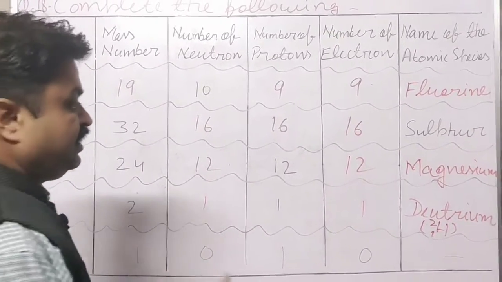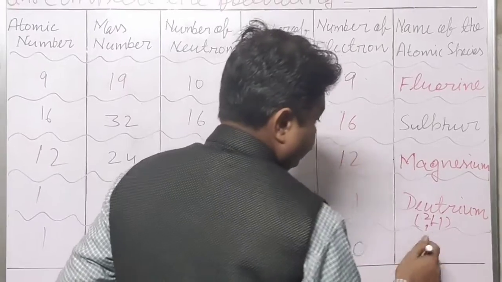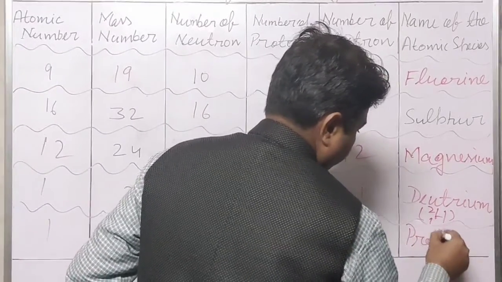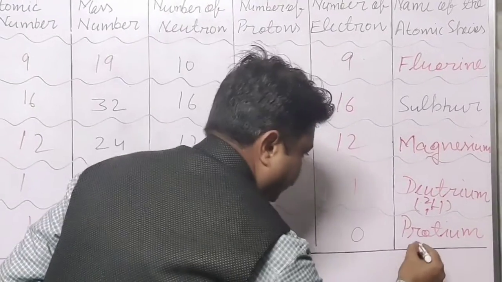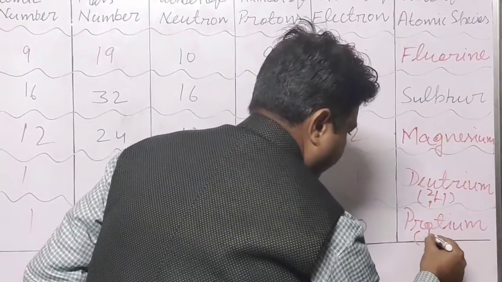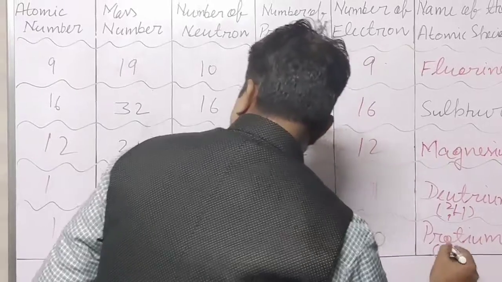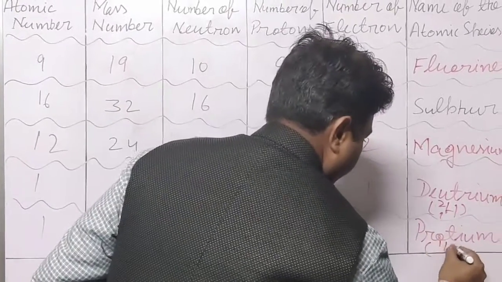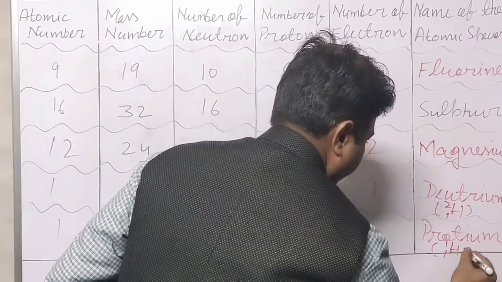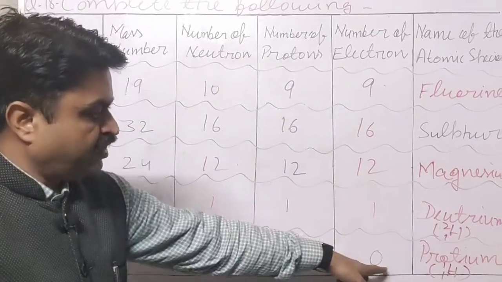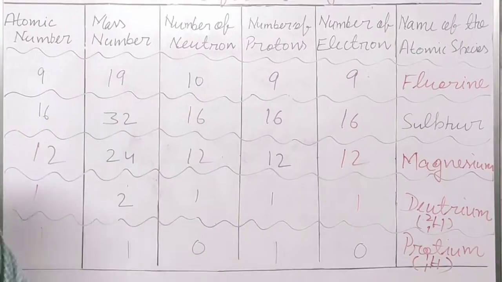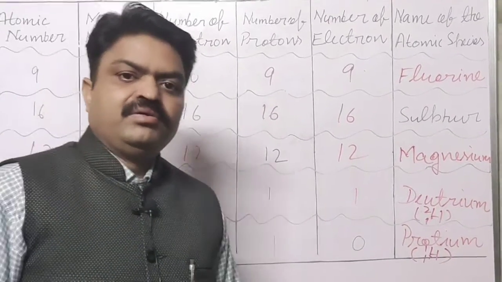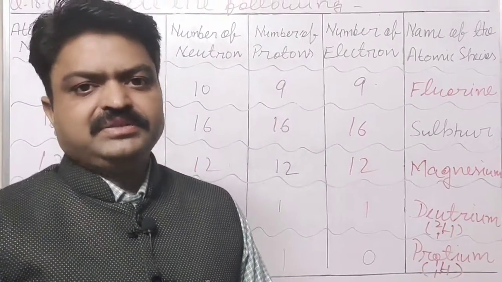So we can say that it is protium. That is an isotope of hydrogen, and here the mass number is also 1 and the atomic number is also 1. So it is protium. So in this way we get the number of protons, electrons, neutrons and the mass number.